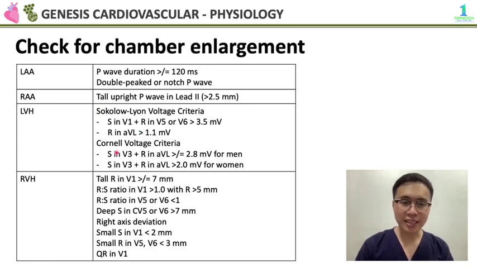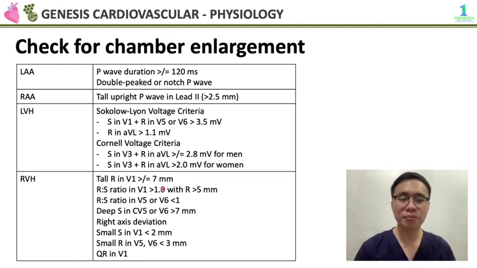We make use of the S in V3 plus the R in AVL. The cutoff is different for males and females. You have a higher cutoff for males, which is more than 28, and for women, it's more than 20. Again, that's the S in V3 plus the R in AVL. Later on, I'll show you how to compute for that.